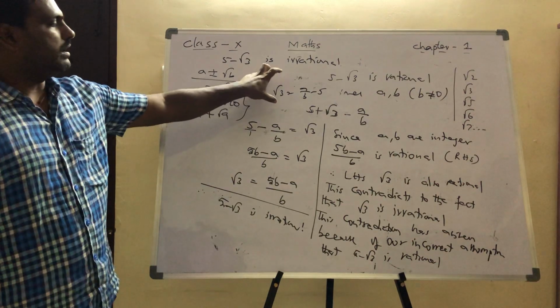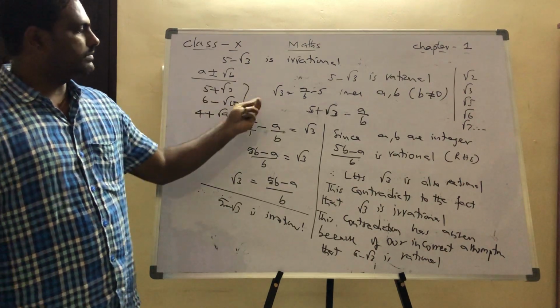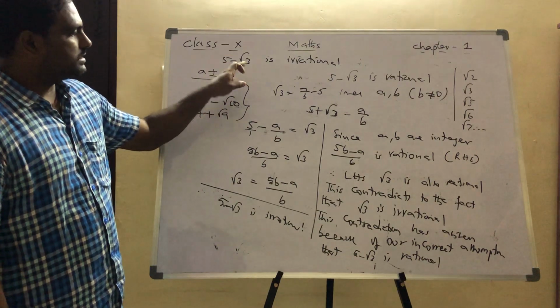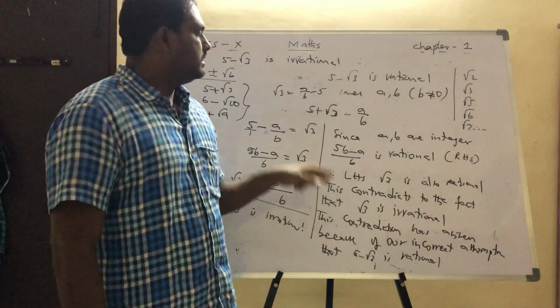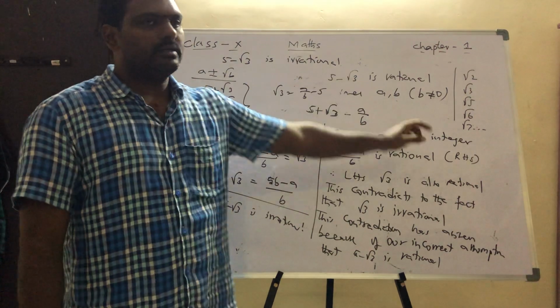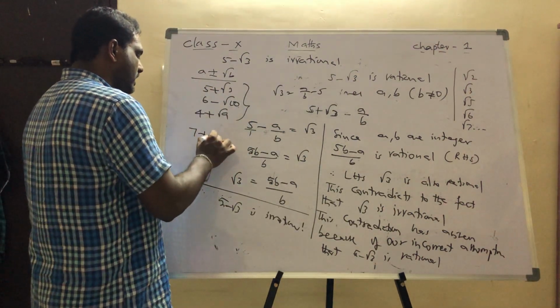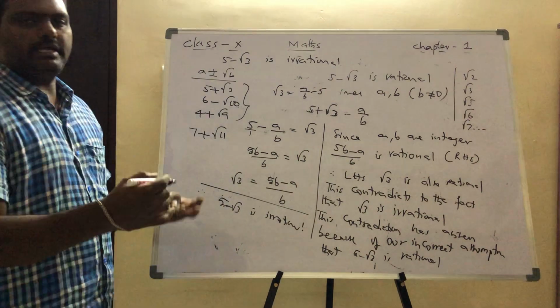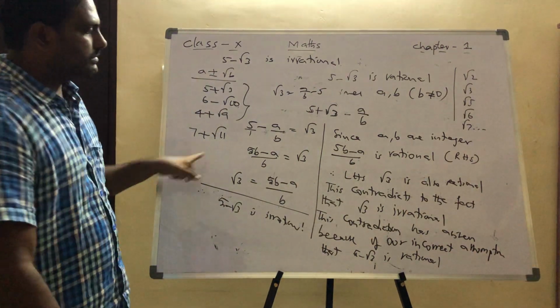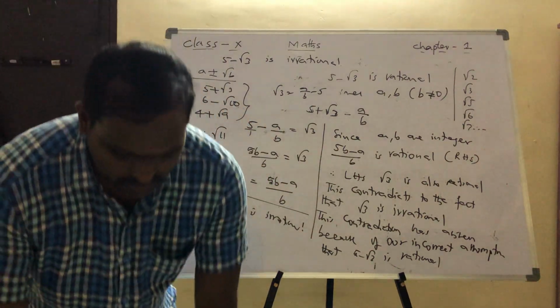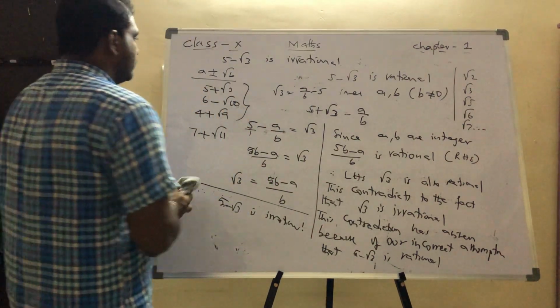That means on the LHS we have to keep the root on one side, and the remaining on the other side. If it is minus, we will send the root 3 to that side. If it is plus, we will send the number to that side. That's all. Next model sum, 7 plus root 11 is irrational. Any question, the method is the same. That is the model sums. Okay. Next, I will go for one more model sum.